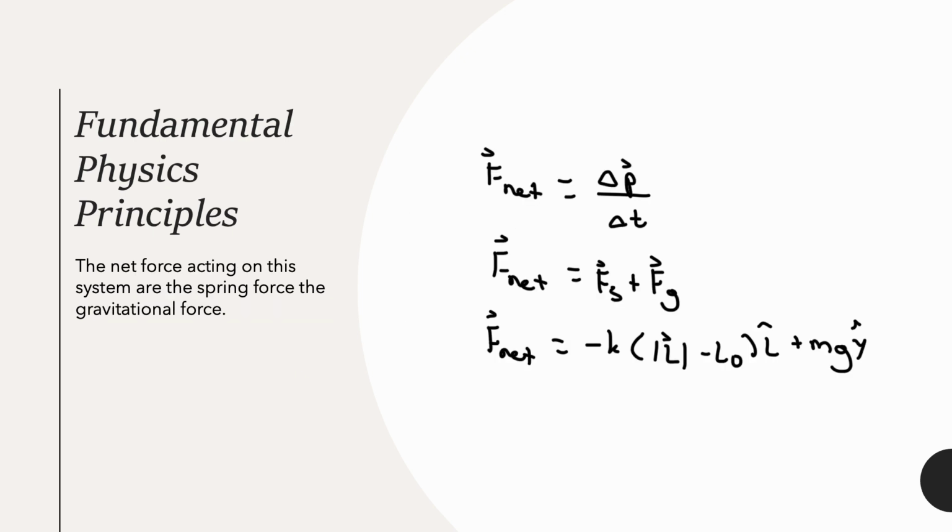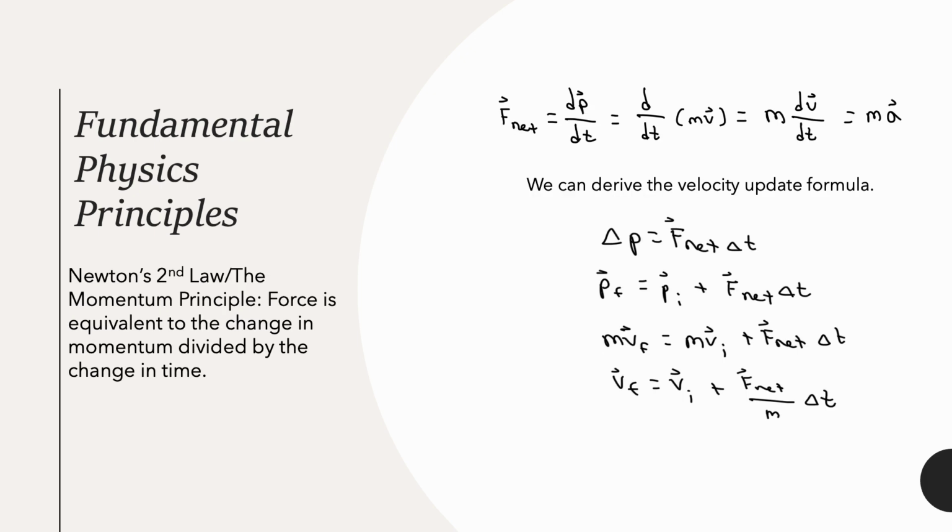The net force acting on the system includes the individual force of the spring and the gravitational force. Newton's second law, also known as the momentum principle, states that force is equal to the change in momentum over the change in time. This is also equivalent to mass times the change in velocity over the change in time, which is the same thing as mass times acceleration. Using the formula at the top of the slide, we can derive the velocity update formula as shown.